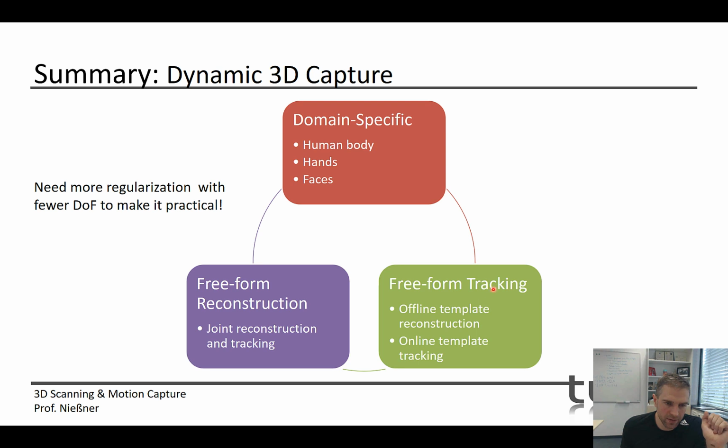Free-form tracking is the thing we've done in the last lecture. It's an offline template reconstruction and then online tracking. That's what we've talked about in the last lecture. In today's lecture, we've talked about free-form reconstruction, like joint reconstruction and tracking.